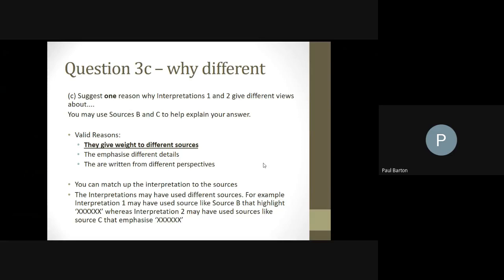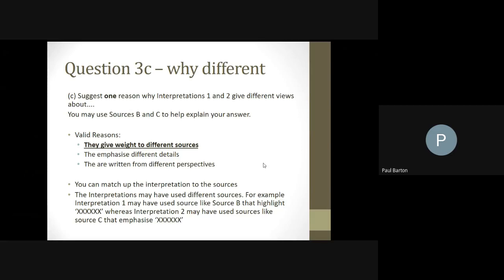If you look down the bottom, I think probably the best way to look at how to do this is to see an example of how to write an answer. So it says the interpretations may have used different sources. There's your reason given. That's why they're different. They're different because they've used different sources. For example, interpretation 1 may have used sources like source B. These are also examples that highlight, and you've got this blank there, because you have to show what it is that source B and interpretation 1 have in common. What is it that they both emphasize? Why is it they link together? And then whereas interpretation 2 may have used sources like source C that emphasize something different.